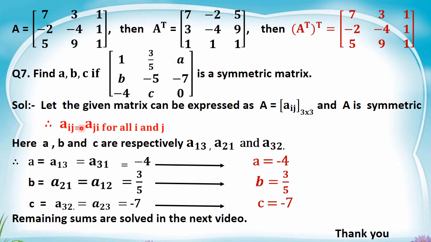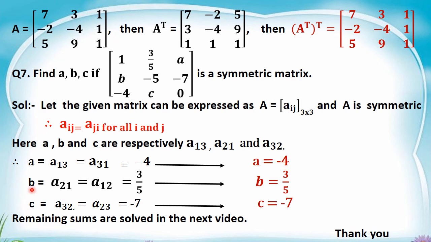Now, the condition is Aij is equal to Aji. Now, see the elements A, B and C. A is in the position A1,3, B is A2,1 and C is in the position A3,2. And we use this condition. A is equal to A1,3. But we know as the matrix is symmetric, A1,3 is equal to A3,1. And A3,1 is already given. A3,1 is what? Minus 4. So A is equal to minus 4.